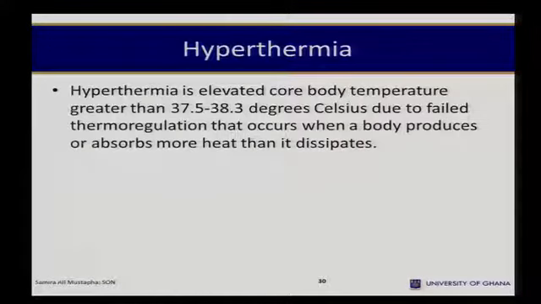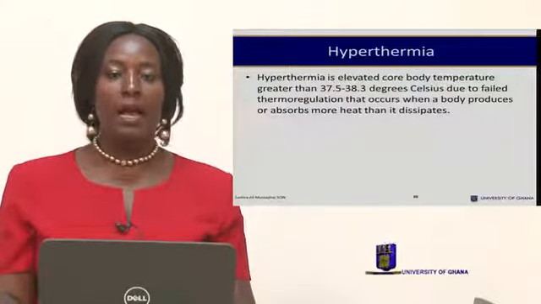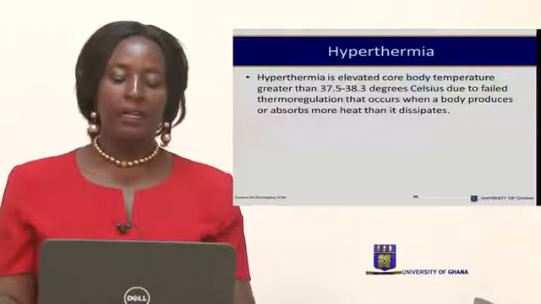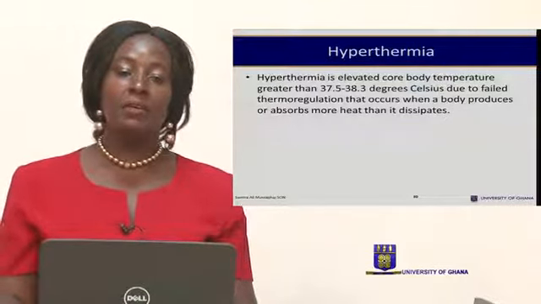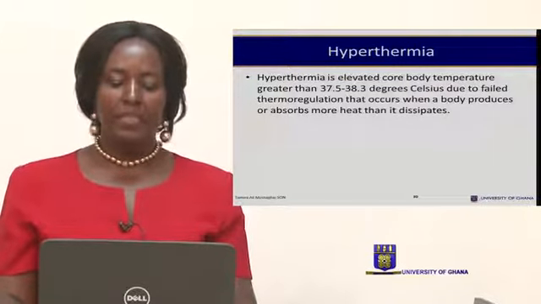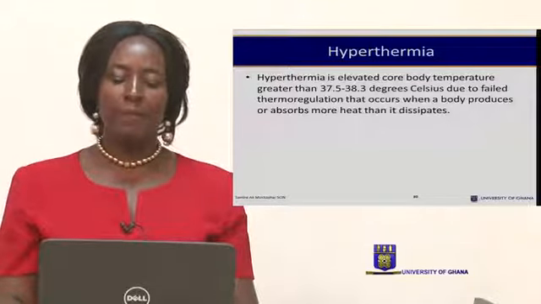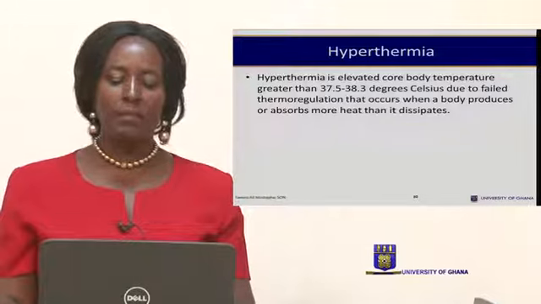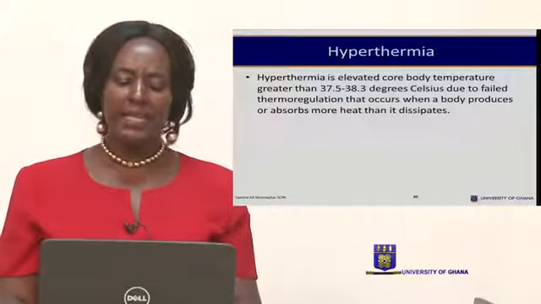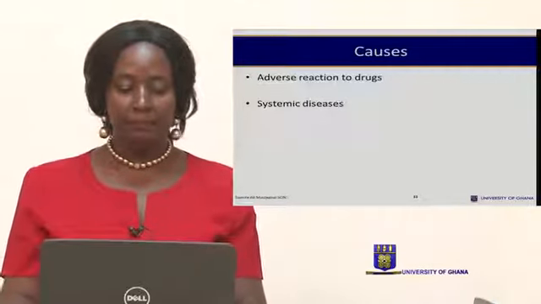Hypothermia is when the temperature of the newborn is greater than 37.5. So when the temperature is more than 37.5 degrees Celsius, it connotes fever, and it goes even as high as 38 or even 39, that the temperature is very high. And this is due to failure in thermoregulation that occurs when the baby produces or is not able to dissipate the heat generated as a result of illness.